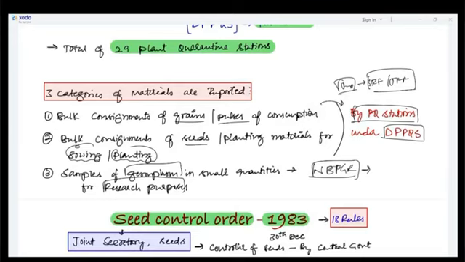Yes, it is in Delhi, adjacent to our institute, IARI. NBPGR is located in Delhi, and it has direct control over the samples for germination, samples for non-germination, and germplasm in small quantities for research purposes. So just remember these three different categories and who has the authority to import them. Fine, so this is a complete overview of import policies.